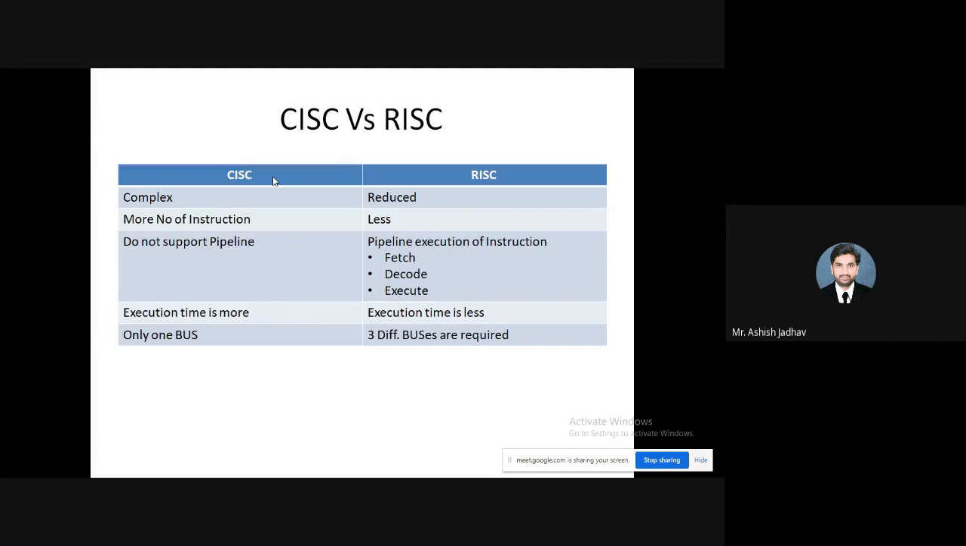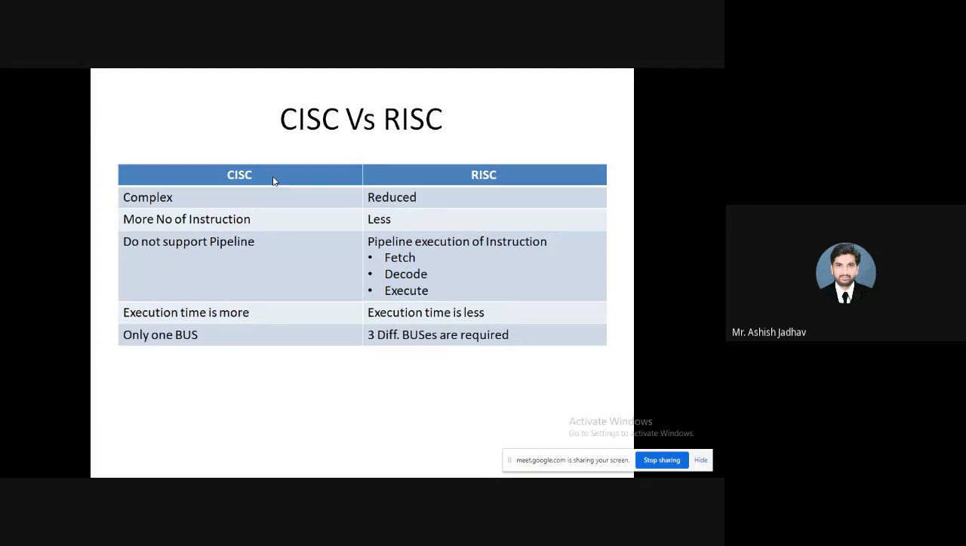So CISC does not support the pipeline. Pipeline means, as I told you, the instruction which is going to be executed has to pass through three phases: fetch, decode, and execute. In CISC there is no pipeline, and every phase happens independently and separately. Whereas in a RISC architecture, fetch, decode, and execute cycles happen simultaneously. If execution of the third instruction is going on, at the same time decoding of the second instruction and fetch of the first instruction will happen.